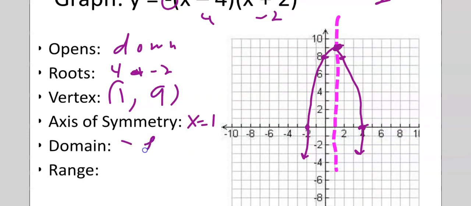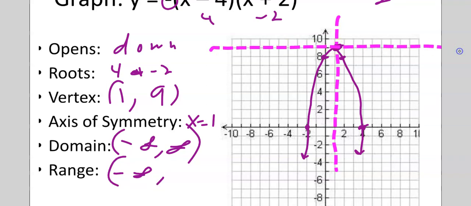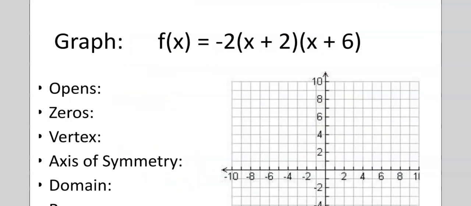The domain is still going left and right forever. Now this time the range, it's going down towards negative infinity. All right? And up to and hitting 9. Bracket, because it touches it. All right? Same thing here.